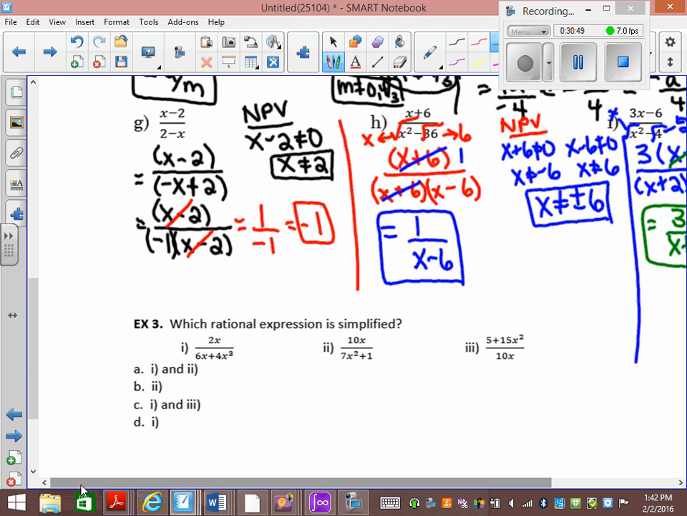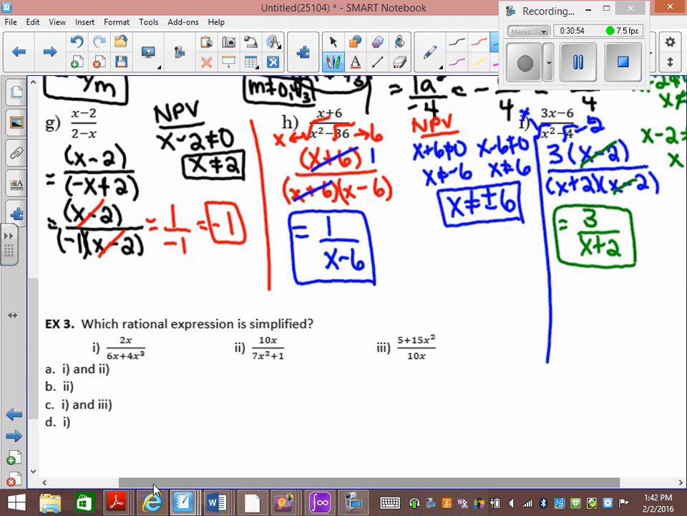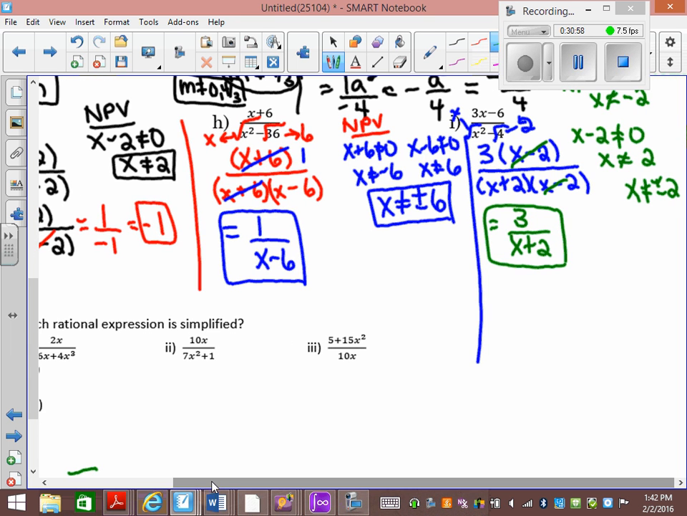This multiple choice question down here says which of the following rationals is simplified. So you have to tell me, it's a multiple choice answer, which of the following 3 are simplified. So try that one out.